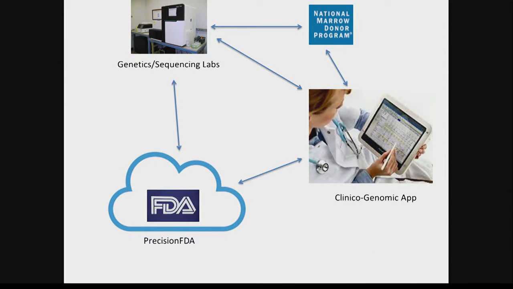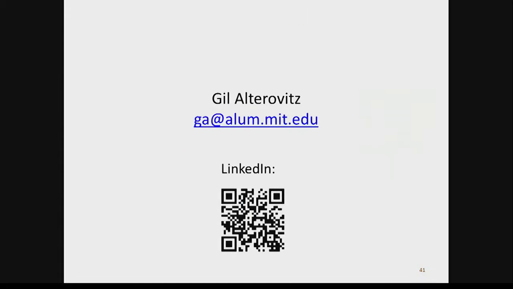And you can see that this becomes much more powerful once you get a number of other players involved. Another example is the National Marrow Donor Program, which is already building code and participating in some of the connectathons. Once you have other genomic labs and other organizations that have sequence-based information, a whole ecosystem can develop from that.